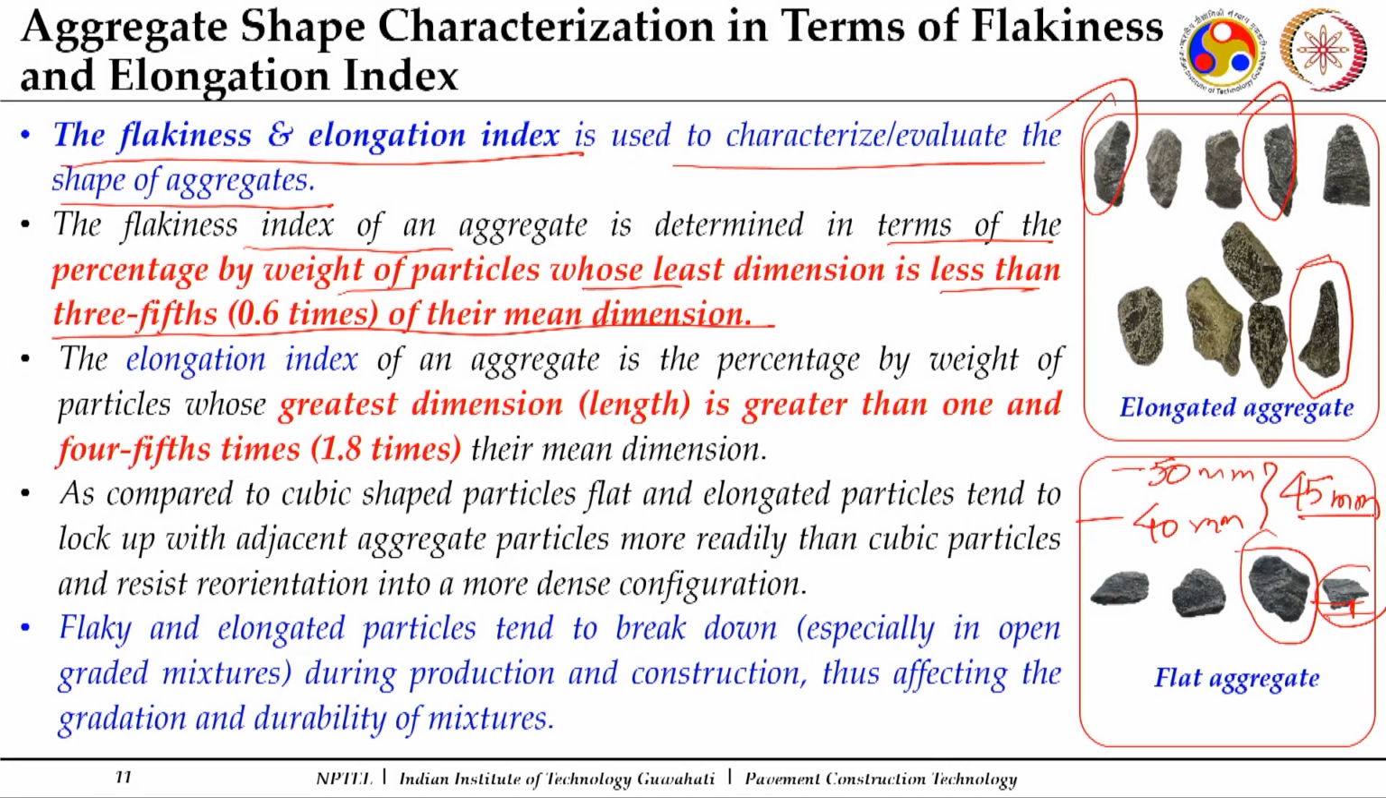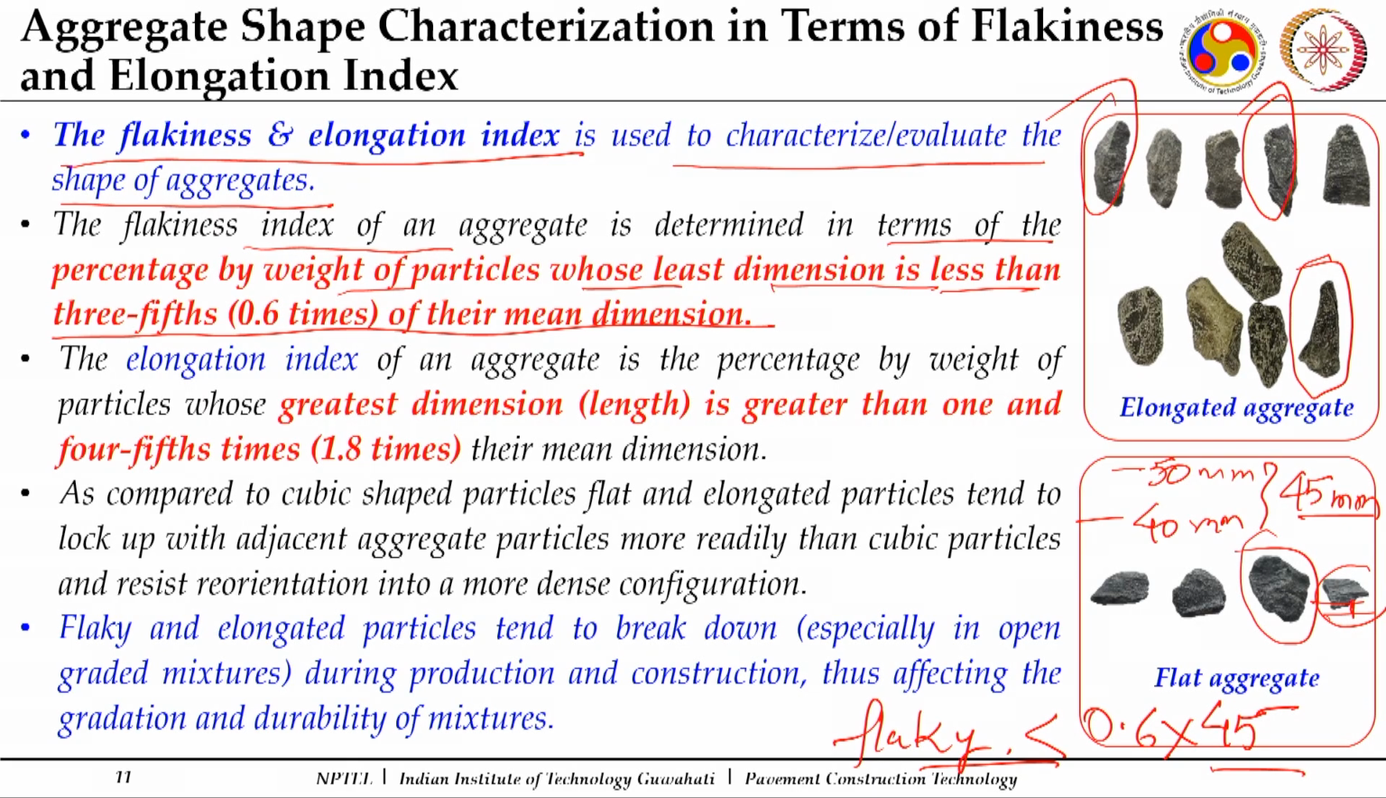Now, if an aggregate is to be flaky, for that particular case, if one of its dimensions is less than 0.6 times this 45, then this aggregate will become a flaky aggregate. If one dimension of this aggregate is less than 0.6 times its mean dimension, and the mean dimension was 45, then this aggregate will be called a flaky aggregate.